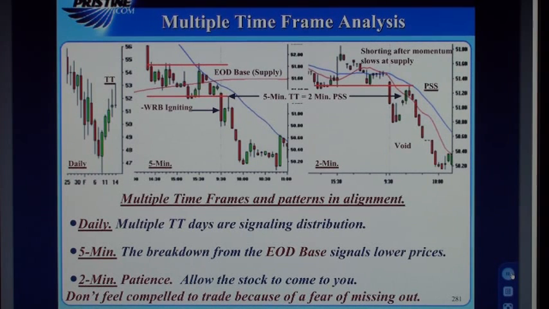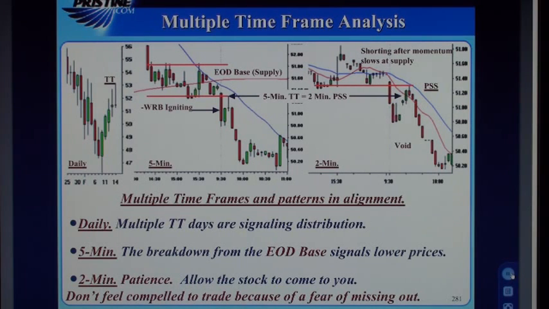Multiple time frames and patterns in alignment. We have a daily chart in a downtrend having retraced up to price resistance and topping tails beginning to form. Moving to our 5-minute chart, we see an end of day base. Prices must have declined in the morning and then consolidated in the afternoon inside of that topping tail. So the supply is just overhead. First thing in the morning is a wide range bar igniting to the downside, suggesting prices should move lower.